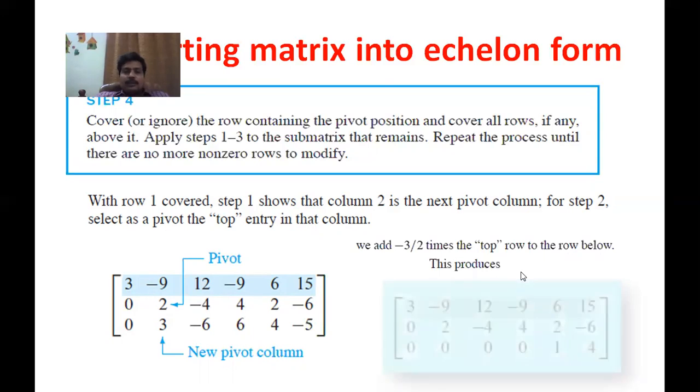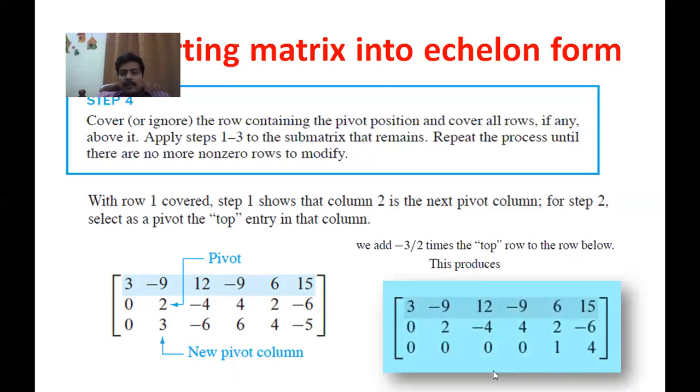This produces this matrix. I am not touching the first row. The second row is also the same. In the third row, we are doing elementary operations to make this 0. And similarly, these remaining entries will also change like this. So this is my new matrix, which is equivalent to the original matrix.